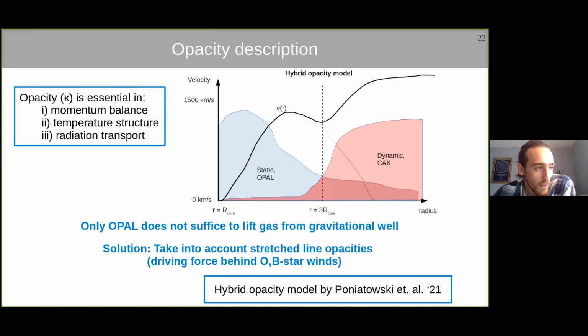So the combination of these two opacities is what we call the hybrid opacity model, and it has been cooked up by Luka, and is described in the paper that he published this year as well.